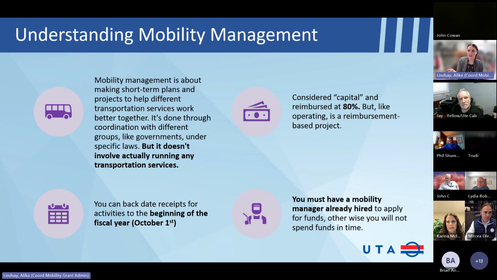You can't have incurred the costs in 2023 if you don't have a mobility manager yet. Okay, does that make sense? So this is still a reimbursement-based project. The FTA wants to reimburse you for those projects that your agency is providing or doing to help you run these services.